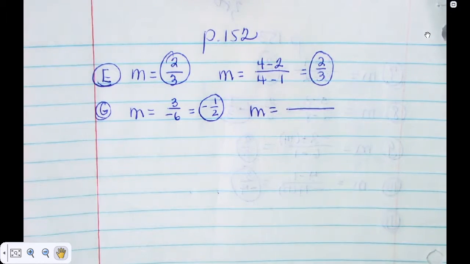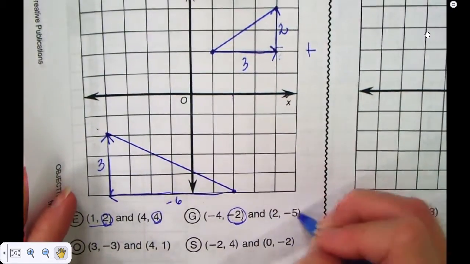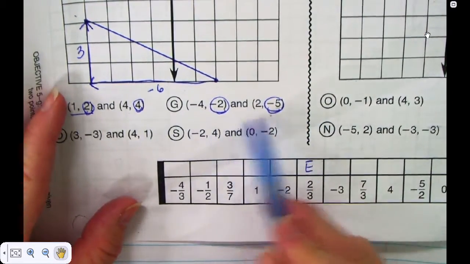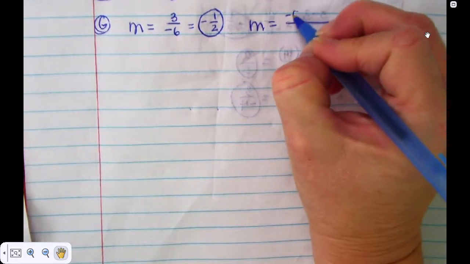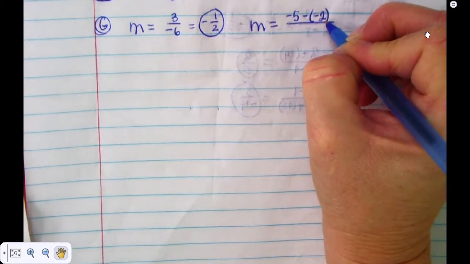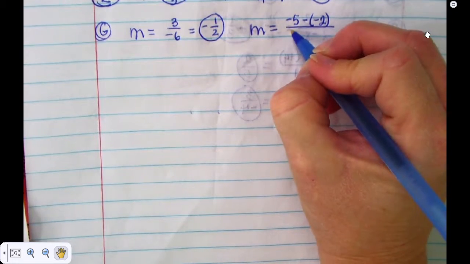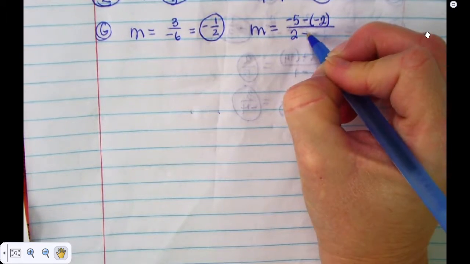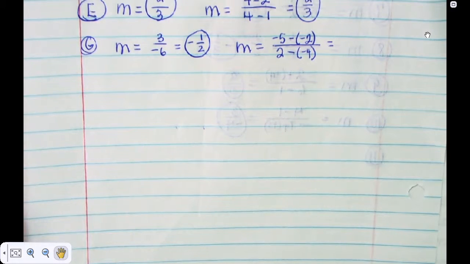So that's one way to find it when we have a graph, rise over run. If we have the 2 coordinates, we're going to come over here and circle our Y's. Several people were subtracting X's and Y's at the same time. So circle your Y's. We're going to start with -5 minus a -2. And then on the bottom, we're going to start with 2 minus -4.